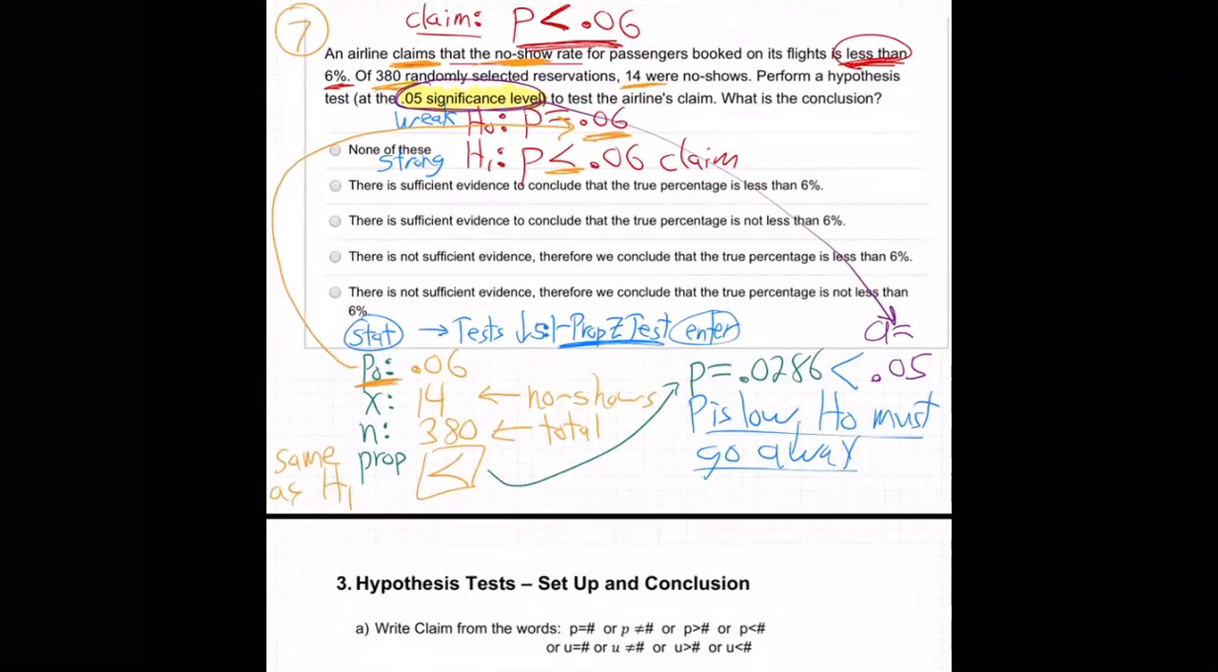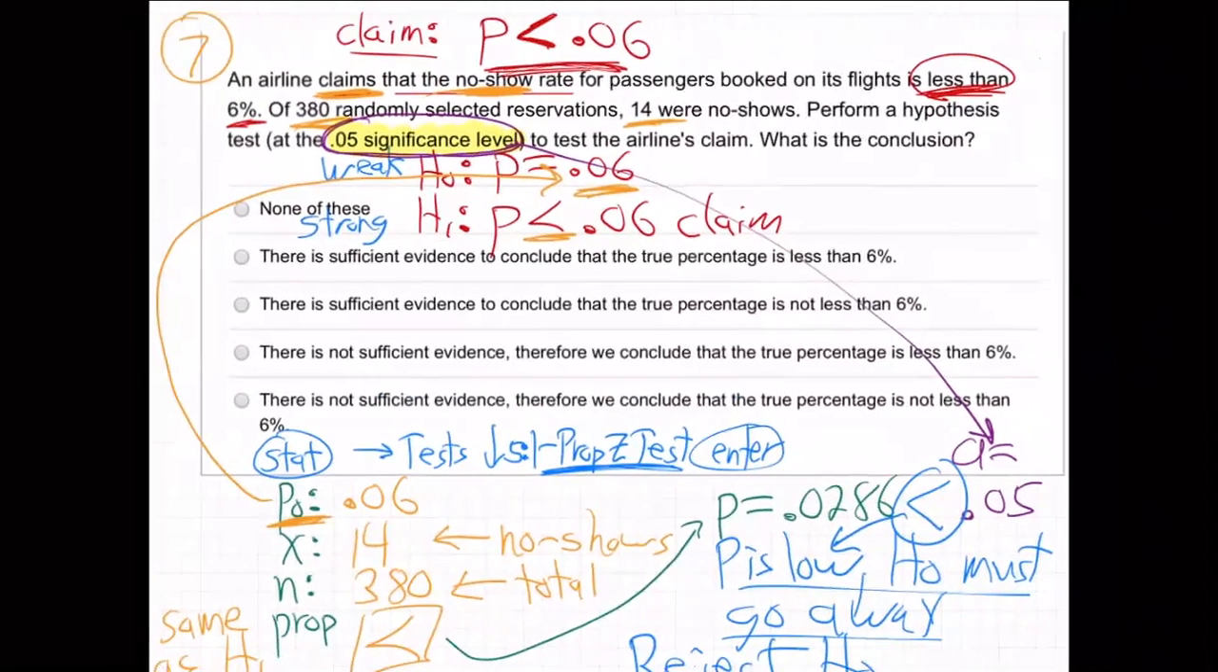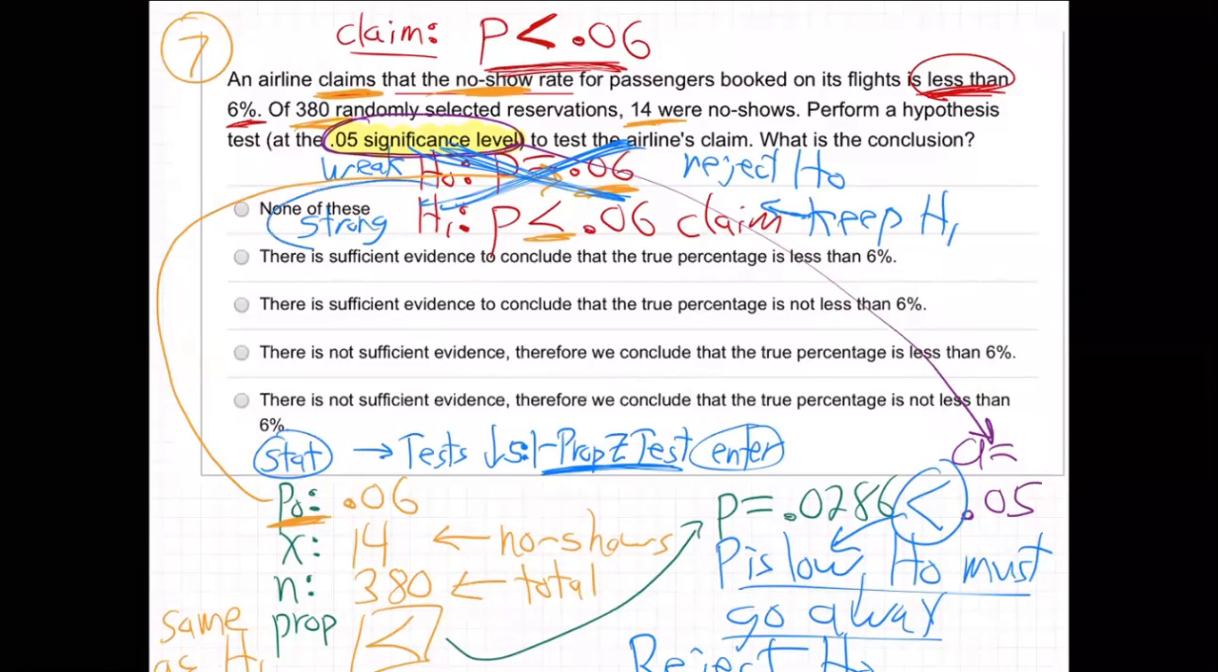Remember the saying. If the P is low, meaning less than, it's small, it's low, the HO must go away, meaning we're going to reject the HO. We're going to come back up to this HO and go, nope, you lose, right? Remember, we're the jury deciding which attorney we agree with. So we reject the HO and then we keep H1, don't we? We keep this one. This is our conclusion.